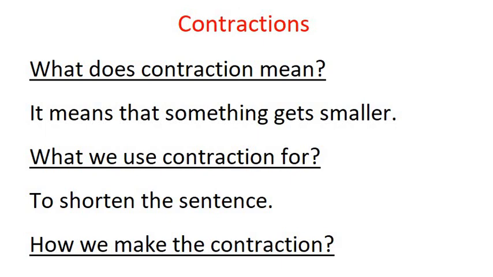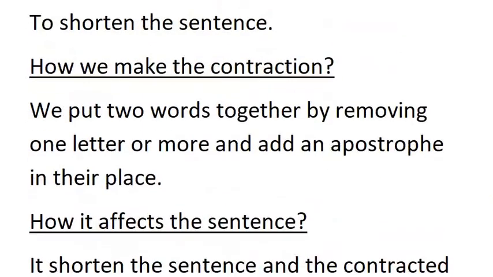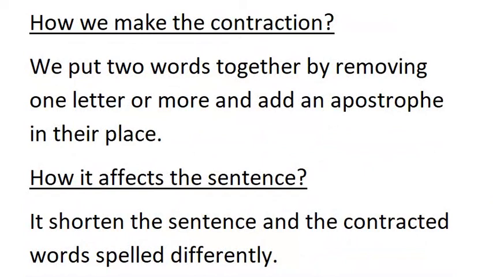How do we make the contractions then? Let's see. We put two words together by removing one letter or more and add an apostrophe in their place. So, I would have two words. I would take some letters or one letter from one of these words, and then I'm gonna connect them together, and in the place that I took the letters from, I'm gonna put an apostrophe.